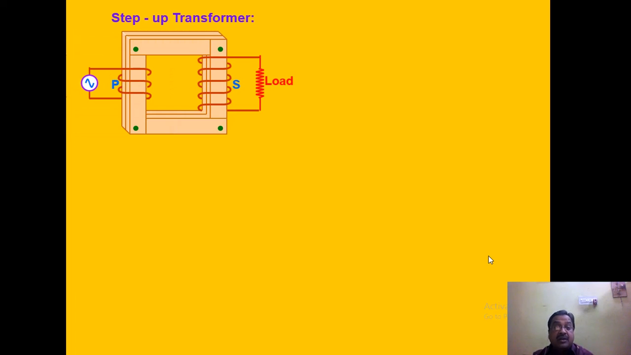Okay, so we know a transformer performs two jobs. Either it can increase the voltage or it can decrease the voltage, and depending upon the job to be performed, whether to increase or decrease the voltage, it depends upon the value of the transformer ratio. So accordingly, two types of transformers are there. One is the step up transformer, the other is the step down transformer.